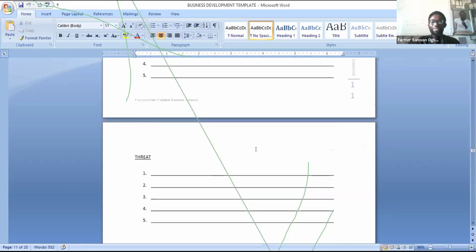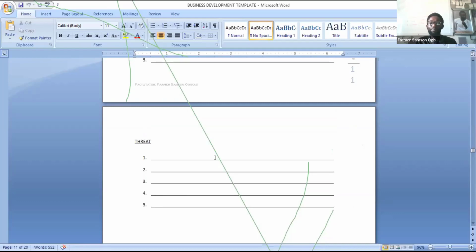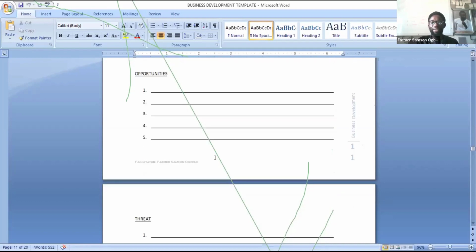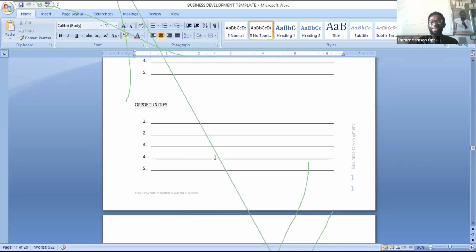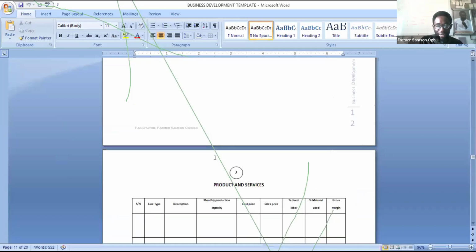Next is, what are the threats to your business that you see? Like I said yesterday, if you are not able to identify the threats and weaknesses of your business, it's a pointer that you do not understand your business well. You must know where the weaknesses are. You must know the threats to your business. So you have to state that.